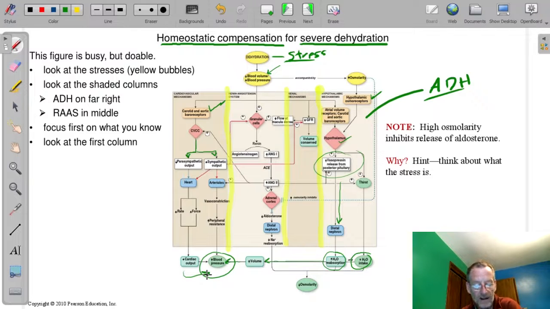You have to relax, and I'm not going to ask you to draw something like this, of course, but I do think that it's a skill that you should develop, to look at a figure and try to decipher it and make sense out of it. You know, so this was our baroreceptor reflex.